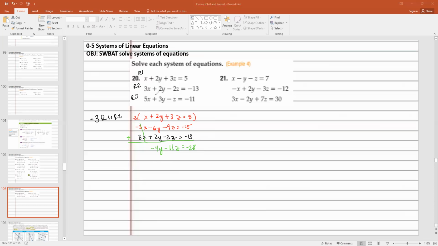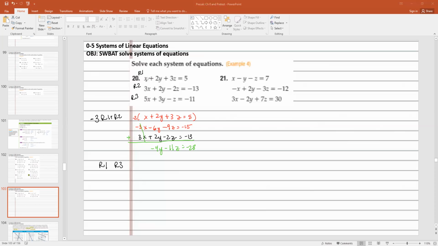Now we're going to get another equation with just two variables. So we're going to use row 1 again. That's our special equation that has a coefficient of 1. So row 1, and we're going to combine it this time. Instead of row 2, we're going to combine it with row 3.